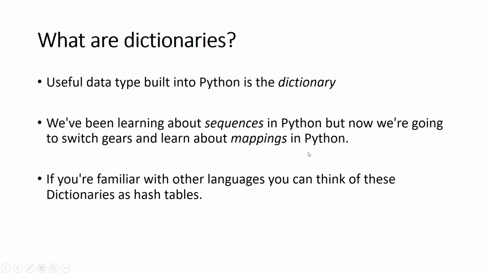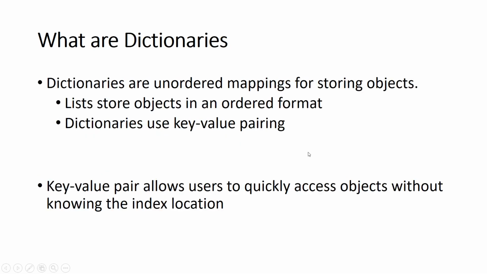We've been talking about sequences until now, for example, lists that have elements that have a position and a value. Now we are switching gears and talking about mappings. By definition, dictionaries are unordered mappings for storing objects. For example, a list stores an object in an ordered format, as I said earlier. Dictionaries use key value pairing. Key value pairing allows users to quickly access objects without knowing the index location.